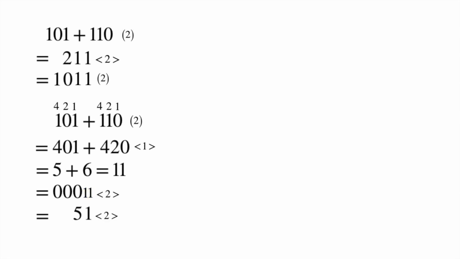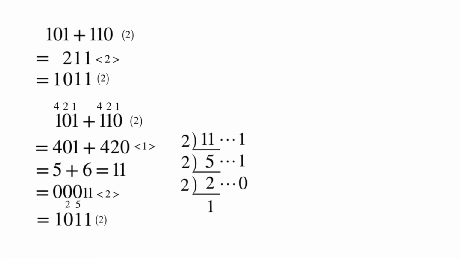And 1 remains. From now, 11 divided by 2. Quotient 5, remainder 1. Then 5 over 2. Quotient 2, remainder 1. Then 2 over 2. Quotient 1, remainder 0. This is what you did before. Actually doing carryover with quotient and remainder.